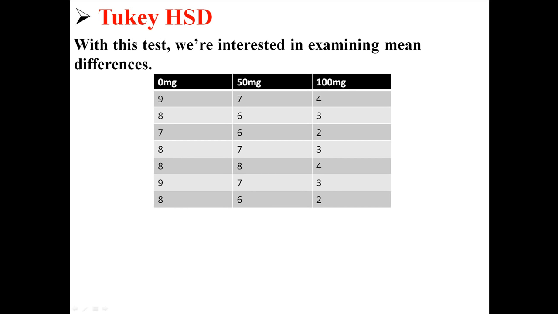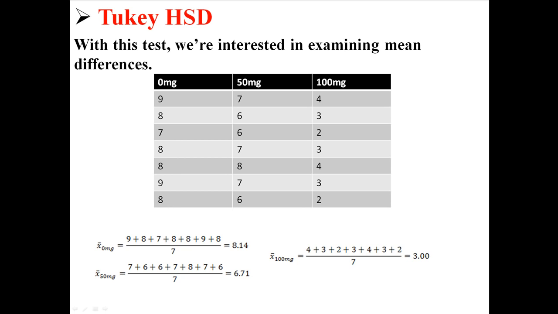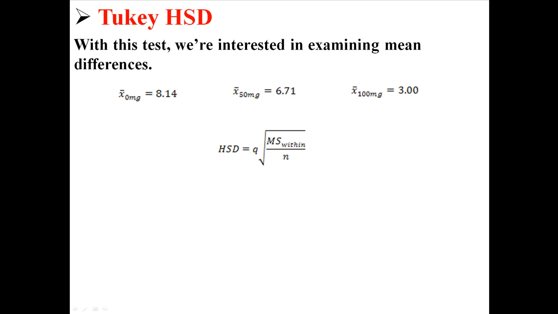So the Tukey HSD means honestly significant difference. Now with this test, we're interested in examining mean differences. So these are our three groups, 0, 50, and 100. What we're going to do is calculate the mean for each group. So the mean for the 0 milligram group is 8.14. For the 50 milligram it is 6.71, and for the 100 milligram it is 3. That's just the mean. We already know how to do that. That's pretty easy.